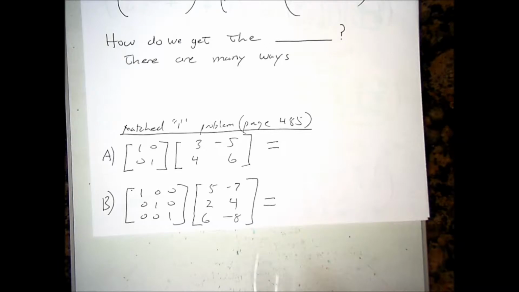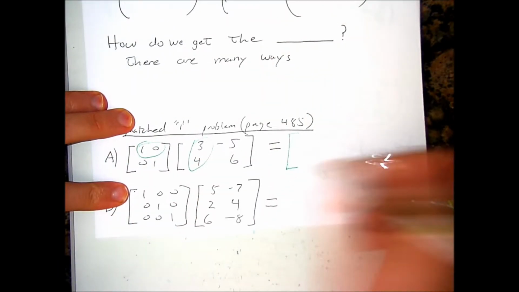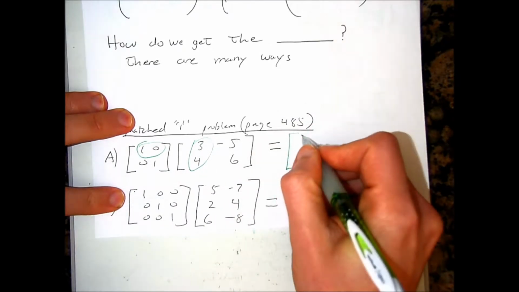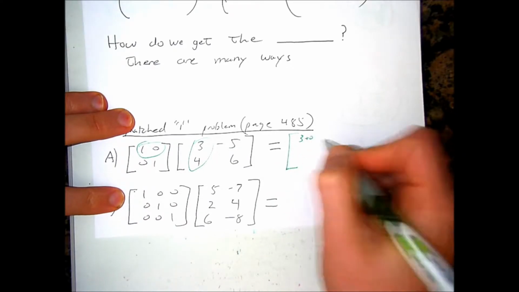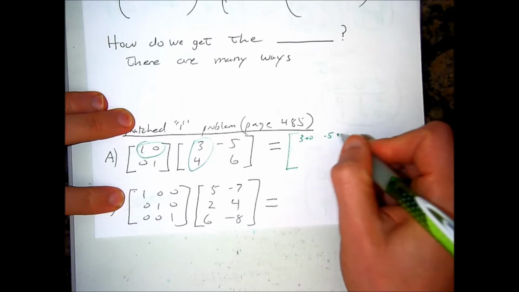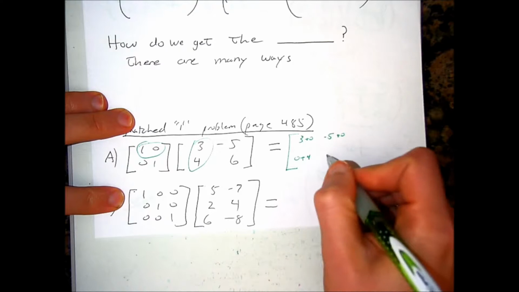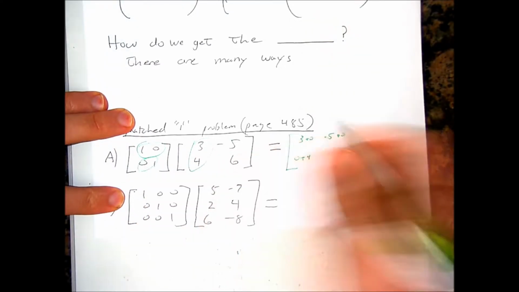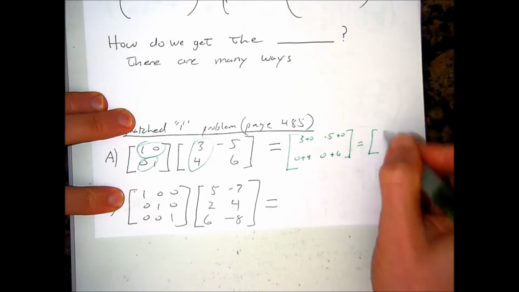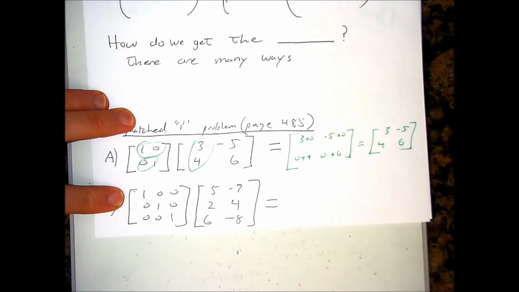If we do the multiplication, this times this would give me 1 times 3 is 3, plus 0 times 4 is 0. And then 1 times negative 5 is negative 5, plus 0 times 6 is 0. 0 times 3 is 0, plus 1 times 4 is 4. 0 times negative 5 is 0, plus 6 is 6. 3, negative 5, 4, and 6. Okay, that's how it works.